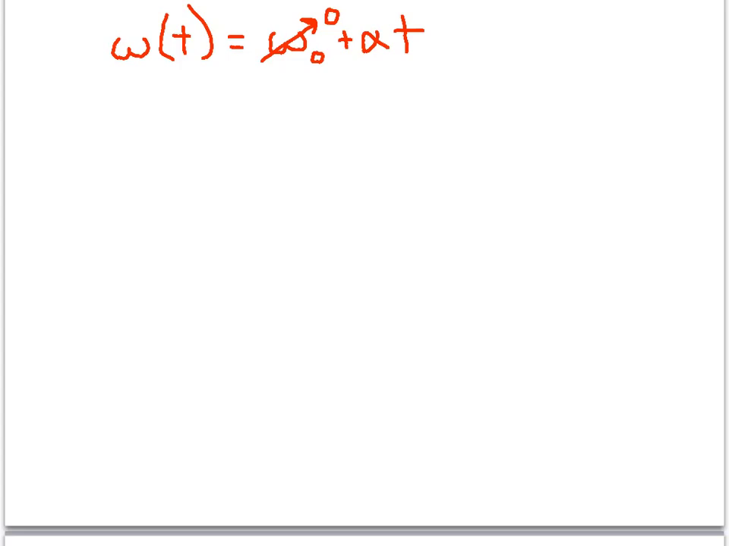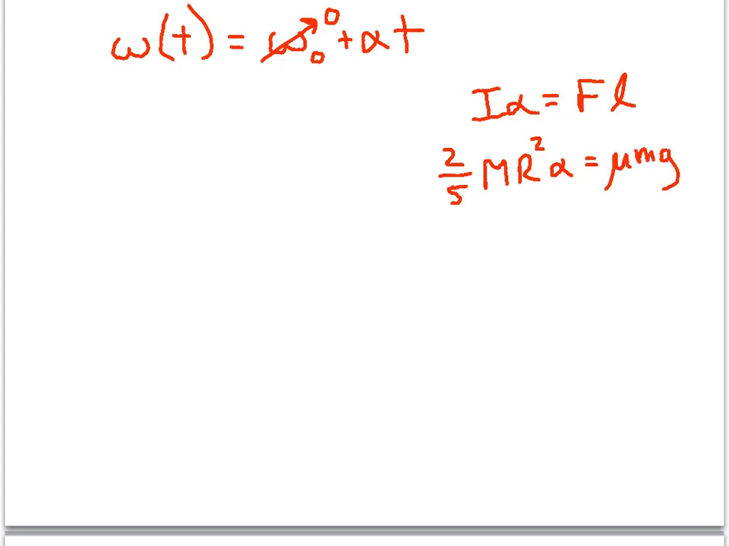Now we know from torque that I alpha equals FL. In this case, I, as we're told, for a solid sphere is 2/5 mr squared. So we can say 2/5 mr squared alpha equals, our force is the force of friction, so mu mg, and L, our lever arm. Our force is acting on the outside of the ball, so our lever arm is going to be the radius of the ball. Now this radius will cancel out with one of these, and then we're going to solve for alpha. So we end up with alpha equals 5/2 mu g over the radius.